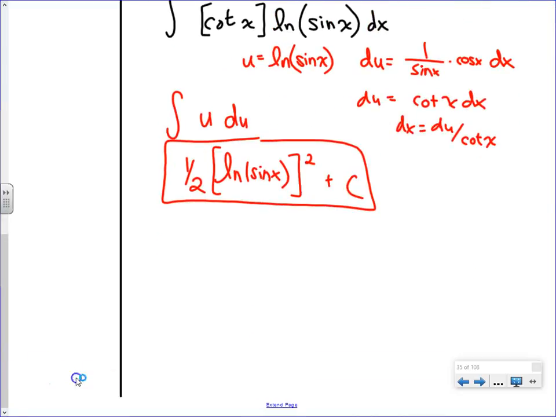Wait, can I put the 2 in front of the ln like trig notation? No, because it's the whole thing squared. It would have to be ln of sine of x squared, not ln of sine of x. Well, you said in homework that you could do ln and then the squared. Oh, like put a little square here? Yeah. I don't think I'll ever do that. And then brackets.